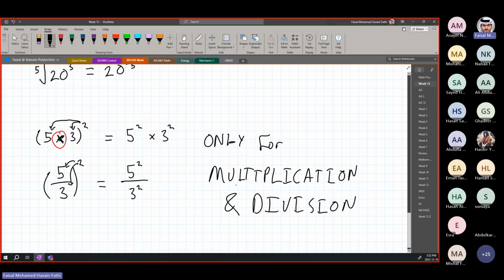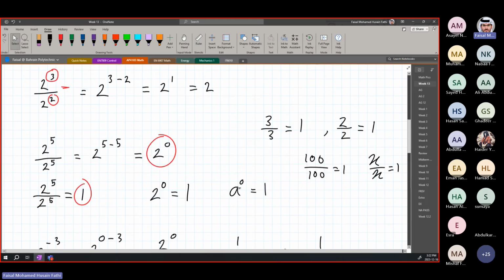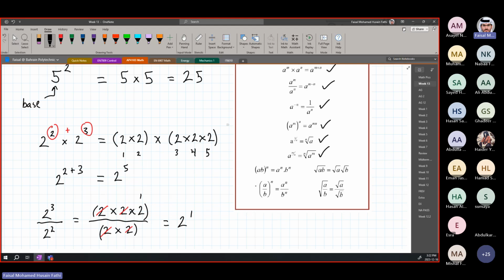This is very important. You cannot do this. 5 plus 3 squared is not equal to 5 squared plus 3 squared. This is completely wrong. Okay? So do not do this. This is wrong. The same thing with subtraction. You cannot do it. This is only for multiplication and division. So we're done with these two.